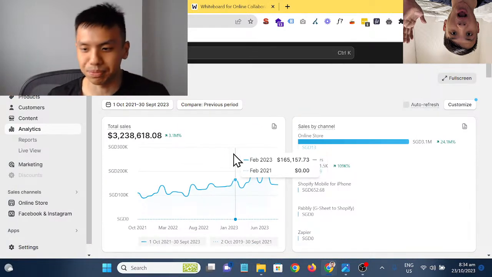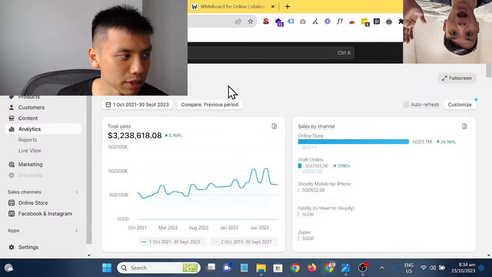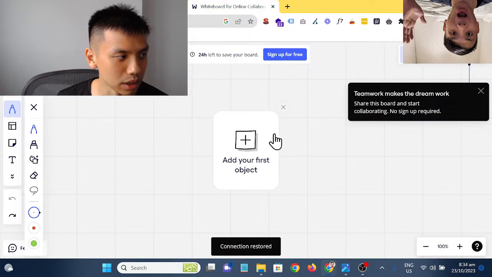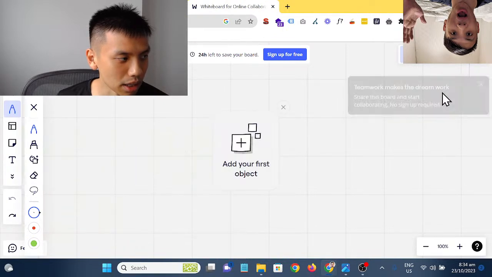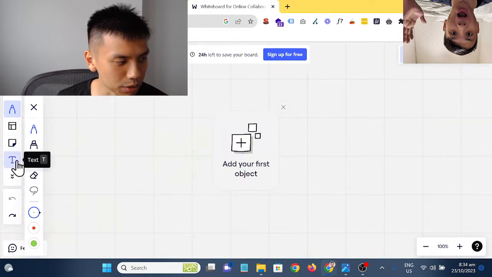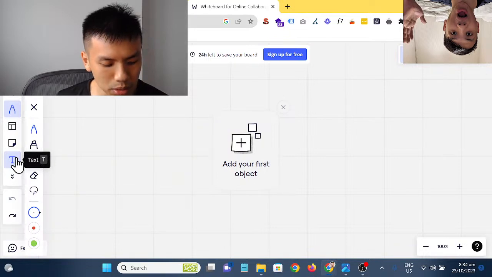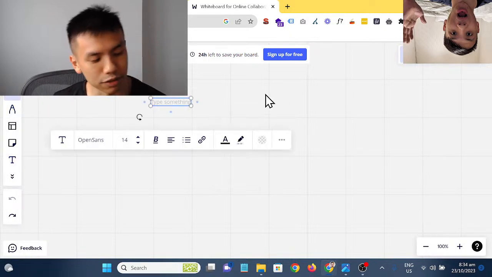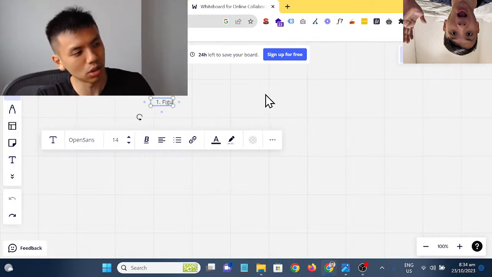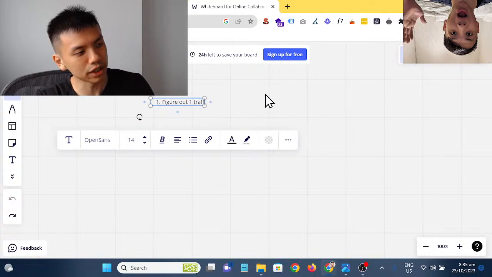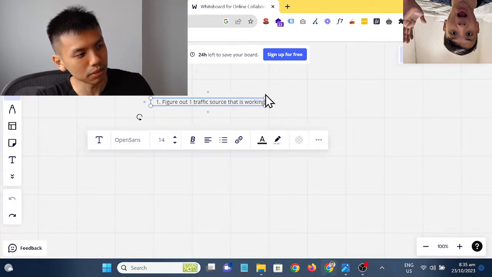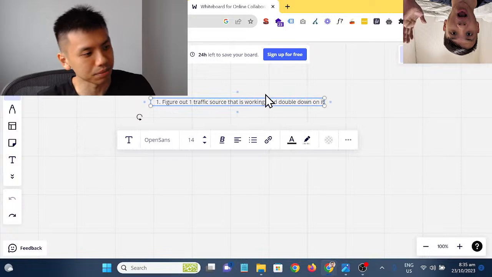Now we're going to cover exactly how we went about doing this, and I'm going to explain with this whiteboard. How we went about it is very, very simple, and I think a lot of people overcomplicate this. The first thing is you want to figure out one traffic source that is working, and double down on it.